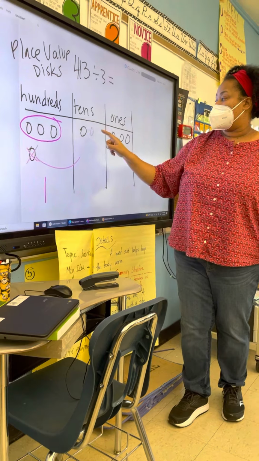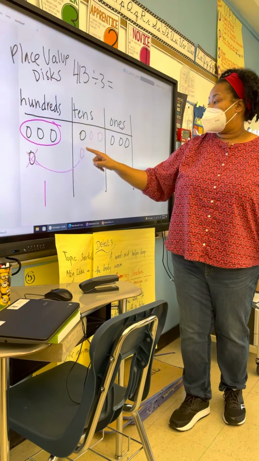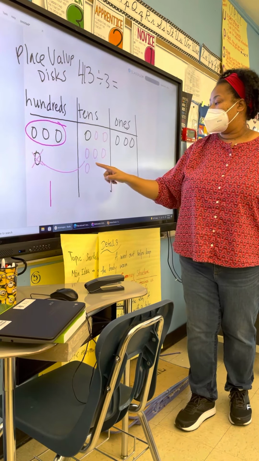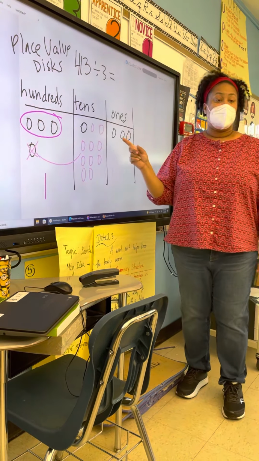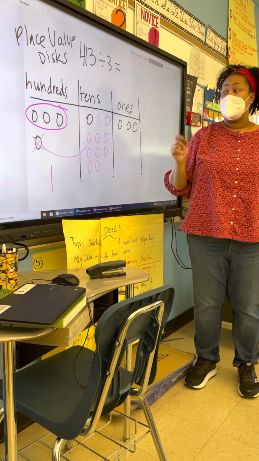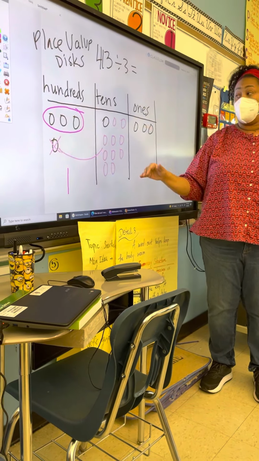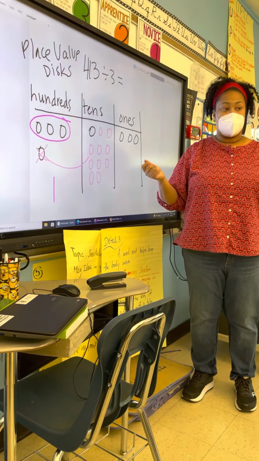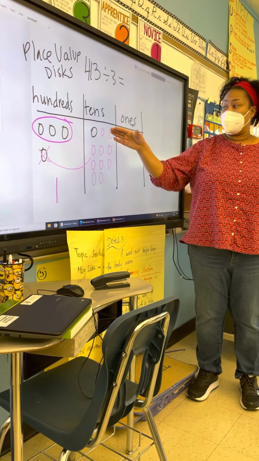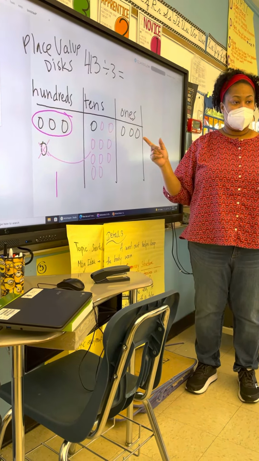And I'm going to give myself 1, 2, 3, 4, 5, 6, 7, 8, 9, 10 tens. Because 10 tens equals 100. Now, that is not 10 tens total. That's 10 tens in addition to the one that was already there. So now I have a total of 11 tens.